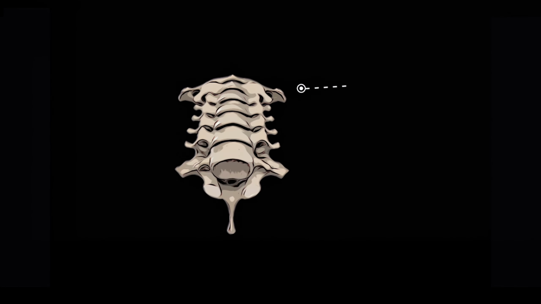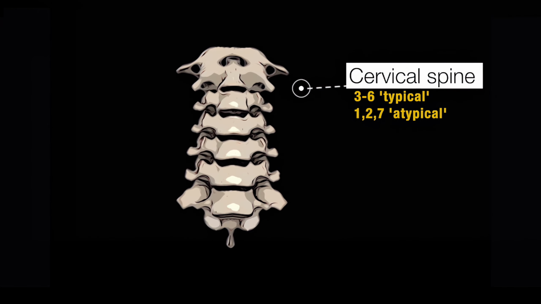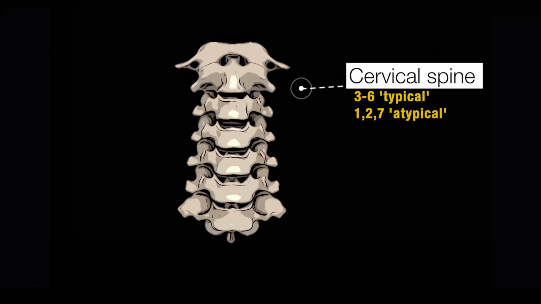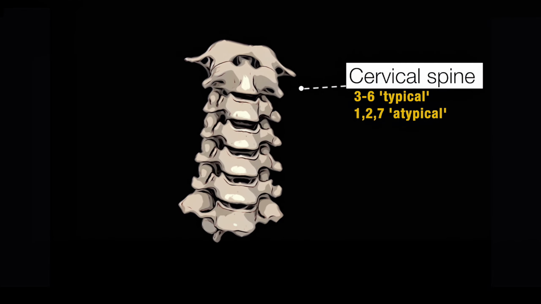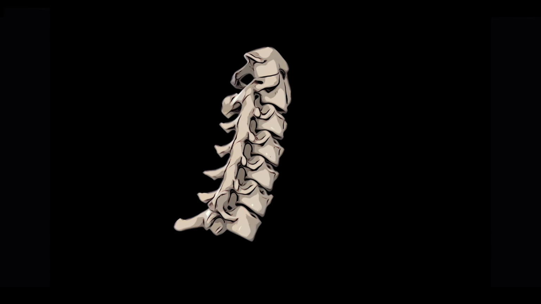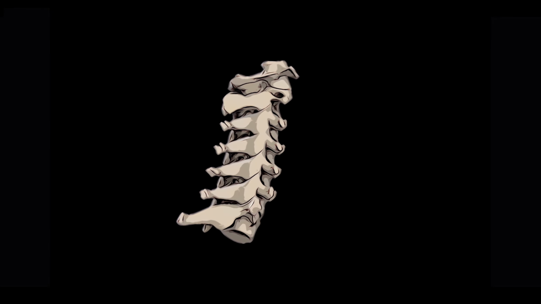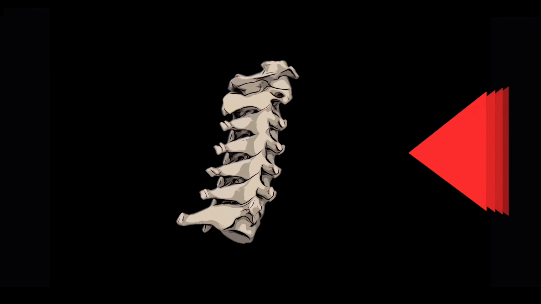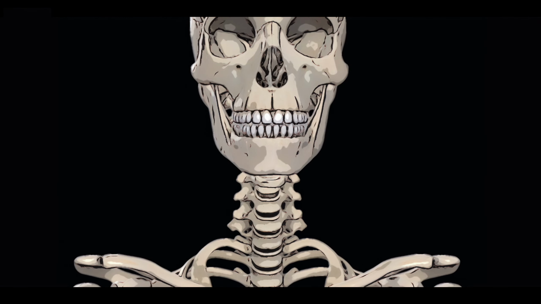The third to sixth cervical vertebrae have a typical structure. The first, second, and seventh are atypical. Typical vertebrae have rectangular bodies anteriorly, with articular uncinate processes on their lateral aspects, triangular vertebral foramina, bifid spinous processes, and transverse foramina. The first two cervical vertebrae are specialized bones that function as an important unit.